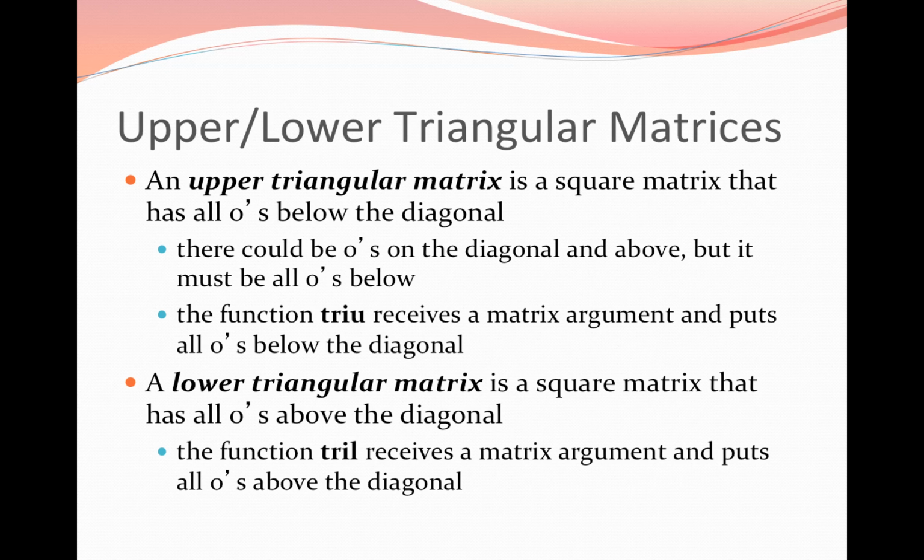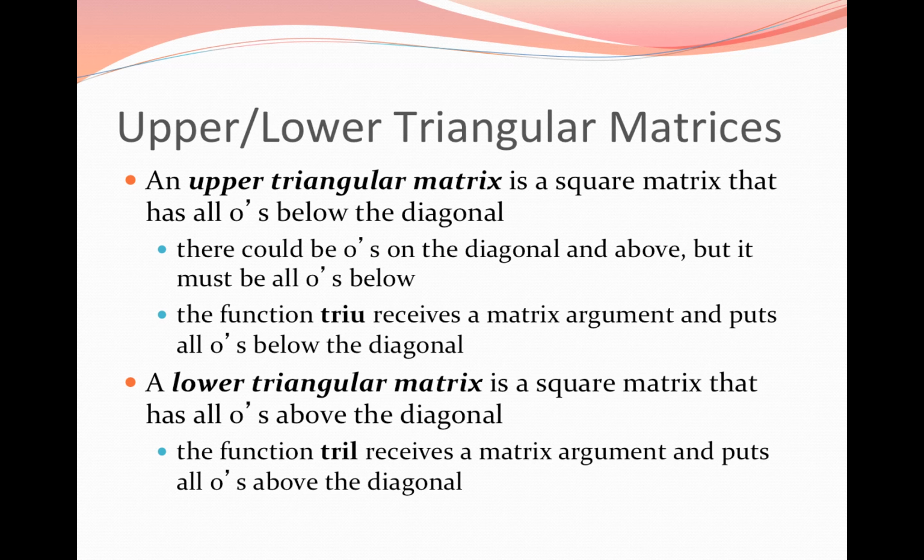Other special case matrices are called upper triangular and lower triangular matrices. An upper triangular matrix is a square matrix that has all 0s below the diagonal. So you have non-zero values on the diagonal and above it. So the upper part is where you have the non-zero values. There could actually be 0s on the diagonal above, but the definition is that you must have all 0s below the diagonal.